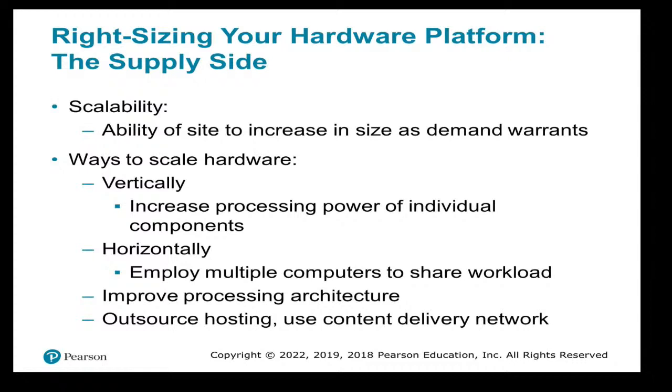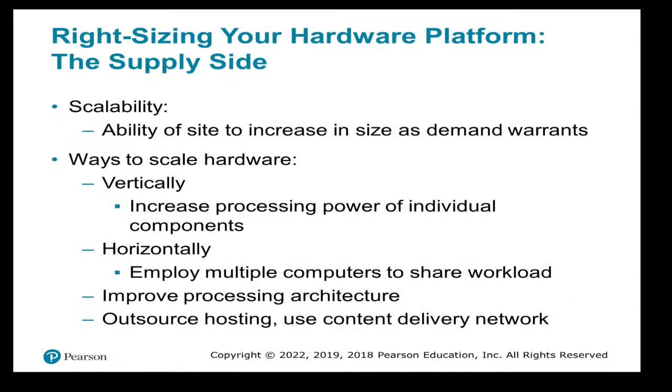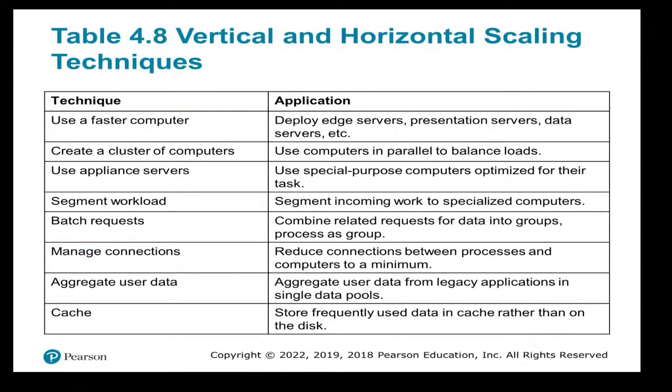And then we have to improve the processing architecture or outsource hosting. If Digi or Cellcom or Maxis are not able to do it by themselves, they can outsource these things. They are doing it currently, they are also outsourcing, but the problem is they are still not able to solve the problems there. And when we talk about vertical and horizontal scaling techniques, I already explained just now, but you can see the example here. Use a faster computer, which means you increase it vertically. Create a cluster of computers.